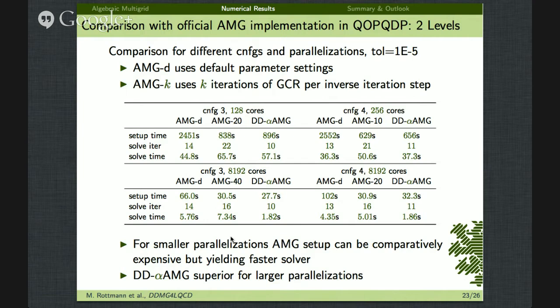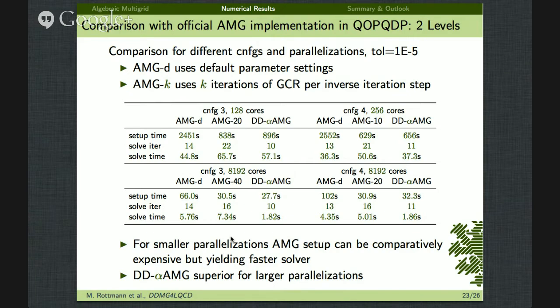The setup time. For the default parameters, the setup time is three times as long as for the DD-alpha AMG. And if we just tune AMG, the AMG setup is as expensive as it is for the DD-alpha AMG method, then it's slower. And for the default parameters, it's faster. This is the case for both tries here. But in our case, we were not able to drive the setup to the extreme. If we do more setup, there's some limit for us.